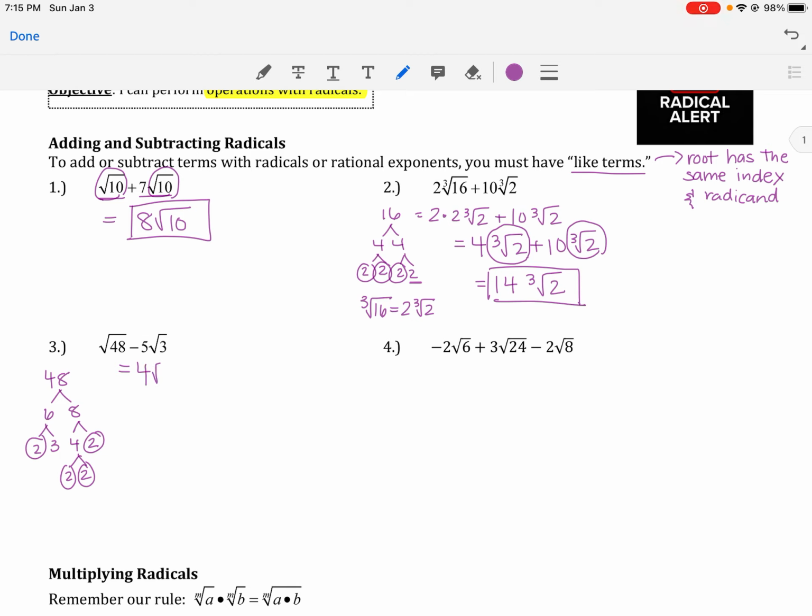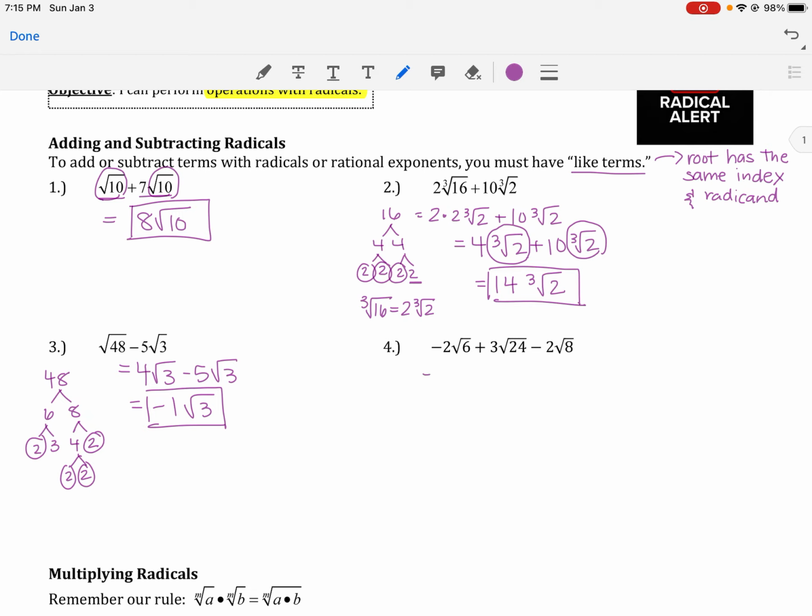so 4 square roots of 3 minus 5 square roots of 3. We've got the square root of 3 and the square root of 3, so they are like terms, so we're just doing 4 minus 5, so that's negative 1 square roots of 3. Or you can just call it negative square root of 3 if you prefer. Okay, one more.